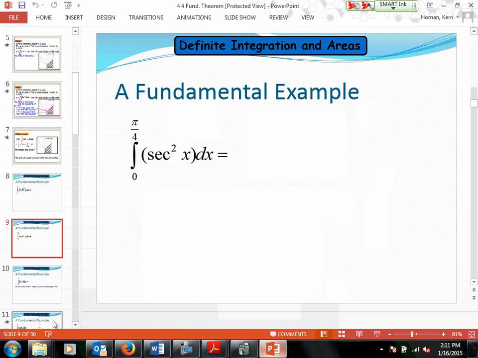The integral from 0 to pi over 4 of secant squared dx. Okay? So first of all, what is the antiderivative of secant squared? Tangent. Tangent of x. And then we are going to evaluate that from 0 to pi over 4.